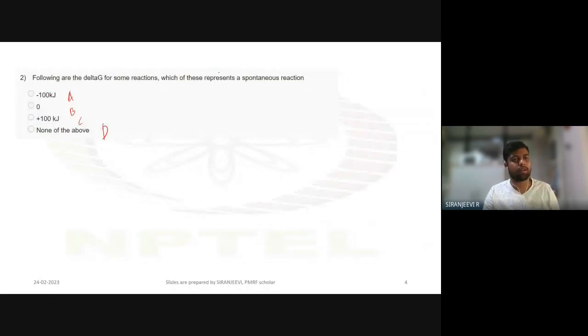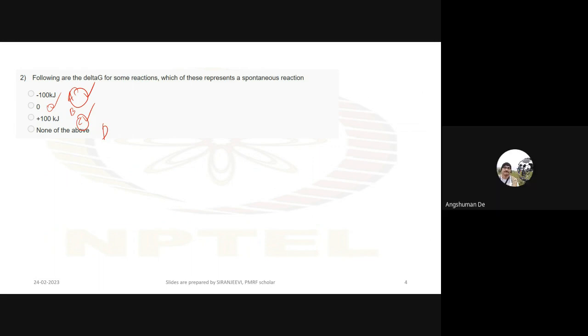Will you please tell me why A is correct then? Why can't it be C or B? If it is zero, then it will be in equilibrium. If it is positive, that is C, then it needs external energy to become spontaneous. But if it is negative, delta G is equal to minus nFE, and that is a spontaneous process. The reaction will go to completion.